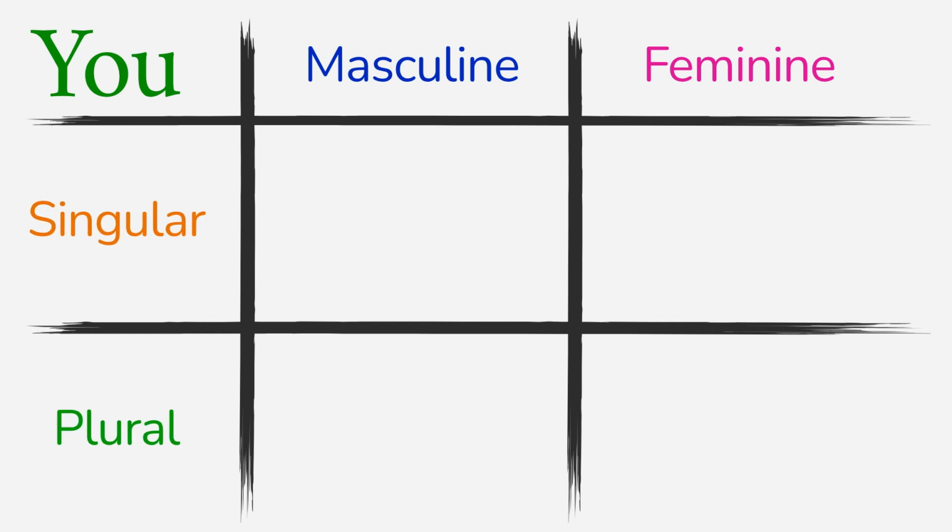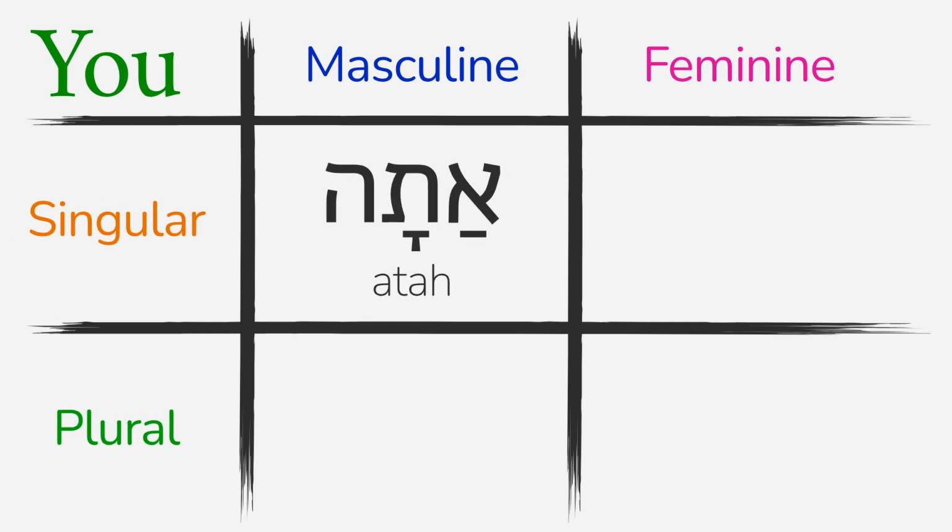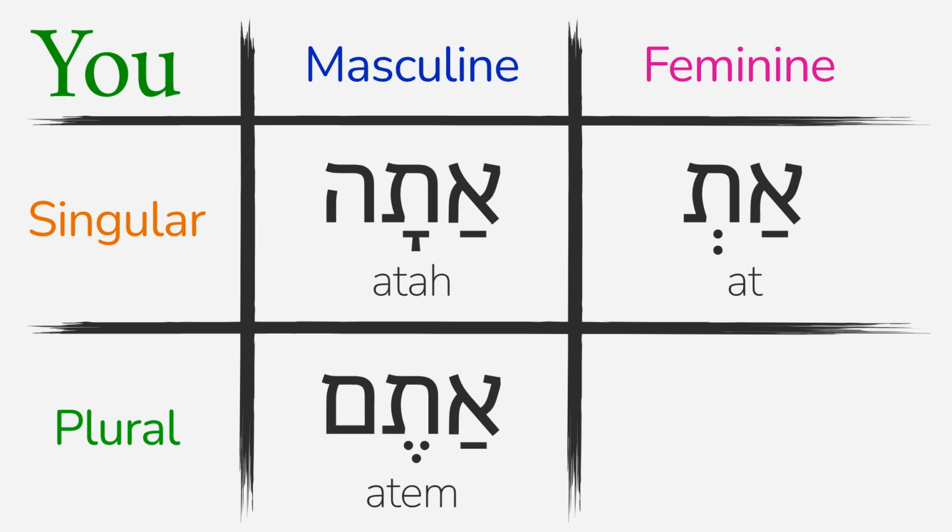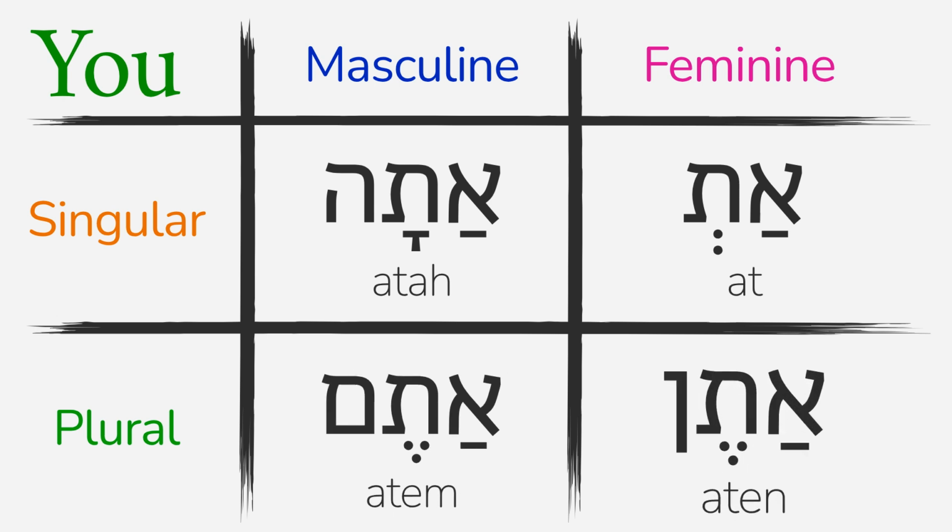However, the Hebrew words for you do change depending on the gender and also the number of the subject. If the you is masculine singular, one man, the Hebrew word will be ata. If it's feminine singular, you will be at. If it's masculine plural, it will be atem. And if it's feminine plural, you will be aten.